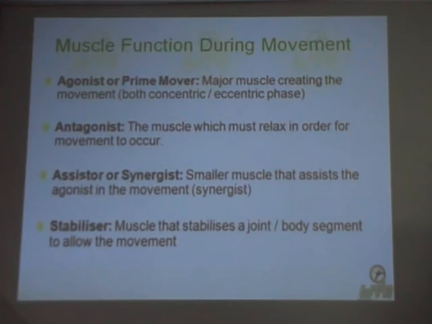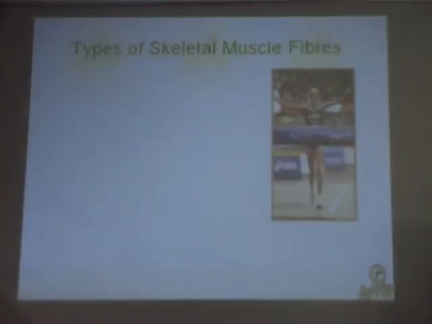Now, an assister or a synergist is the smaller muscle, not the dominant contributor, assisting the agonist to perform its role. The stabilizer, as we know, is a muscle which will work isometrically to stabilize a segment or joint to allow that movement to occur. Okay, this is important, guys.